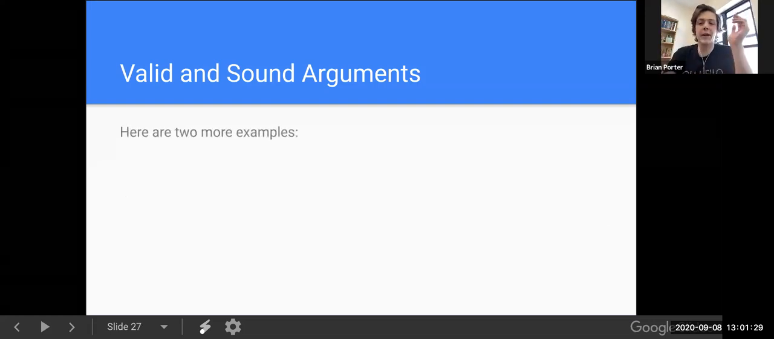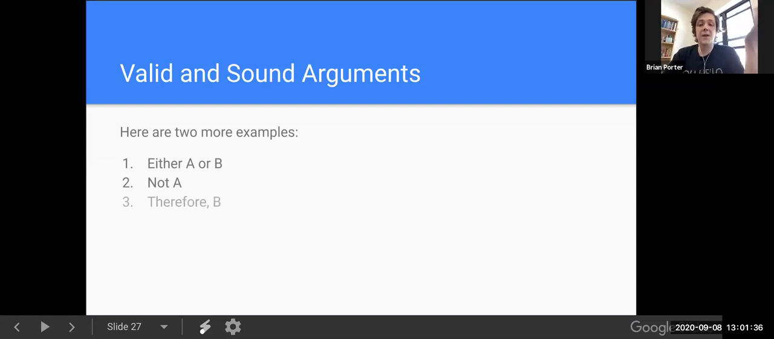So here are two more quick examples of valid argument forms. Either A or B, not A, therefore B. So that's a valid argument form. Whatever you plug in for A and whatever you plug in for B, this argument will be valid because it's saying either A or B is true. One of those must be true. That's what premise one says. And premise two says that A is not true. And if both those premises are true, then the only possibility is that B is true.